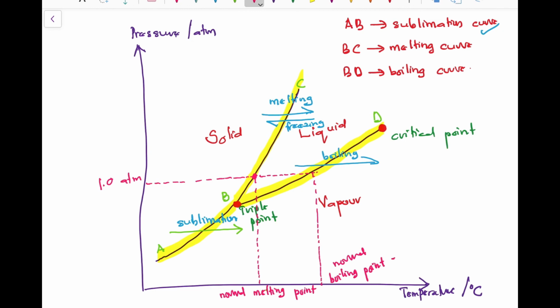Alright, so this is the important information that you're supposed to know when you read the phase diagram. Right, so after this we will look at the phase diagram of water and carbon dioxide, because our syllabus only focuses on these two phase diagrams.